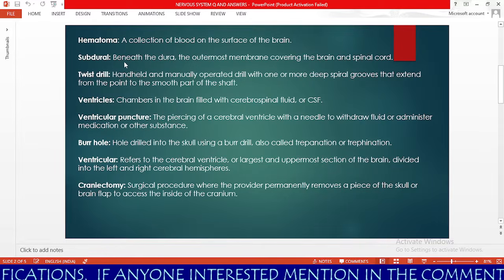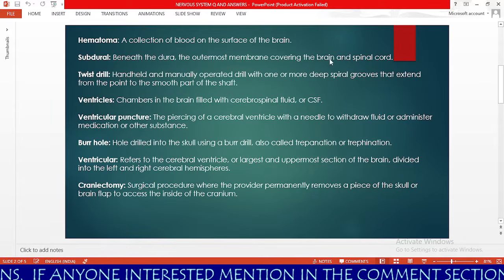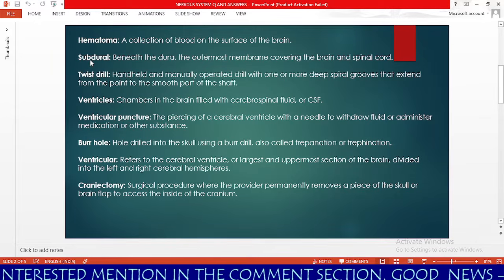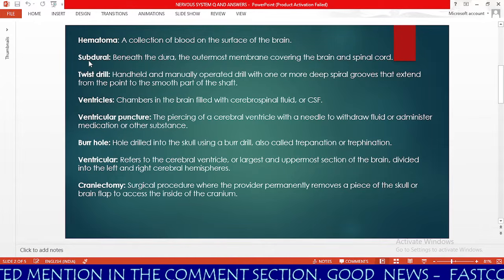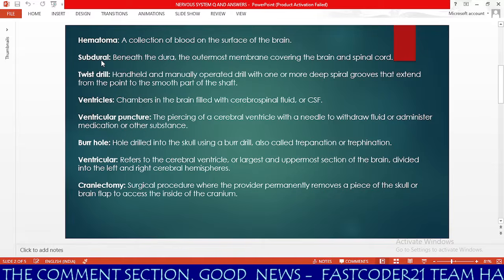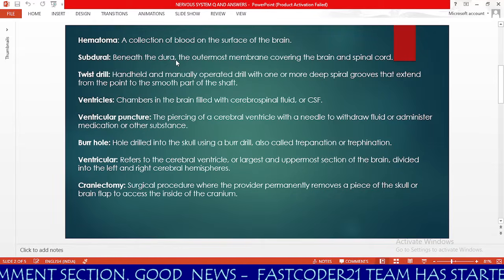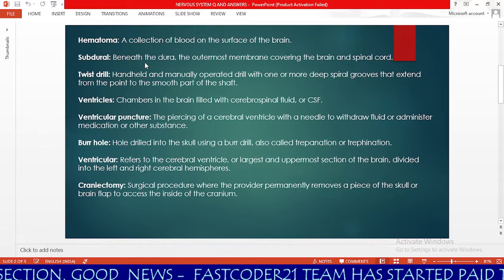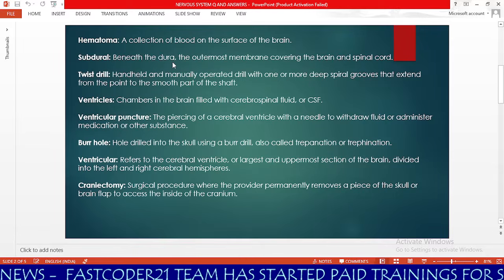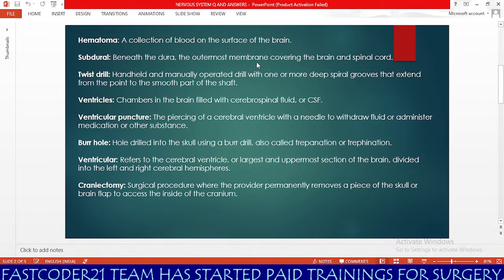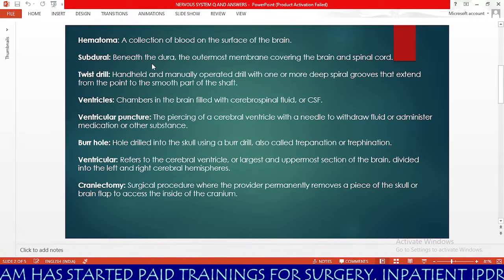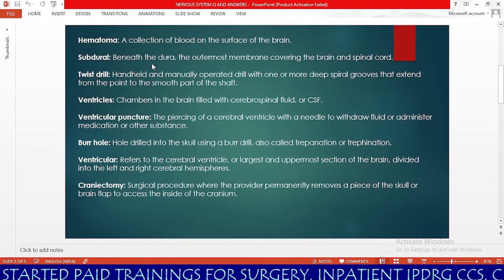So the next one is subdural. It means beneath the dura, the outermost membrane covering the brain and spinal cord. Here the prefix sub means under. Dura is the dura matter. So subdural means below the dura. If you go to interviews, or if you want to write the CPC exam, they will ask you, what is subdural? Subdural means beneath the dura, the outermost membrane covering the brain and spinal cord. As soon as you see dura, you need to understand that the physician is speaking about the dura matter.